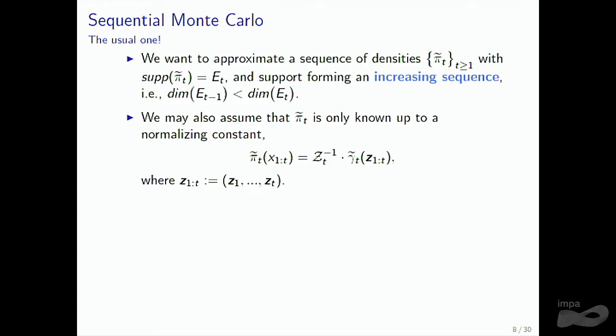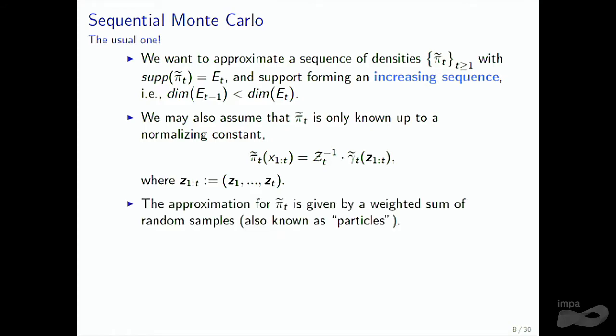So as we did before, we may assume that pi tilde T is known up to a normalizing constant, which is still called calligraphic Z. And Z1 to T will be defined as the collection of random variables or values from Z1 to ZT. Different from Yuri, I'm not using capital letters for paths. So the approximation for pi tilde will be given by a weighted sum of random variables, exactly as we did for importance sampling. Here in this context, all the samples will be called particles, and that's why you also have the name particle filter and this kind of thing.